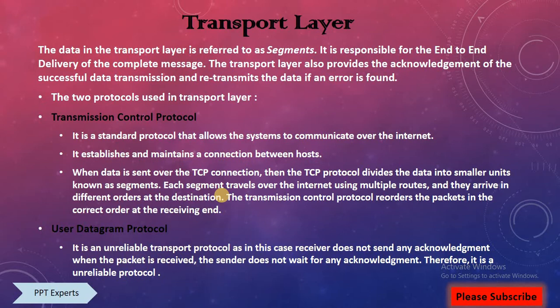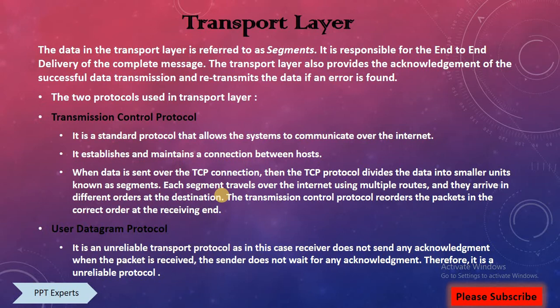When data is sent over a TCP connection, the TCP protocol divides the data into smaller units known as segments. Each segment travels over the internet using multiple routes, and they arrive in different orders at the destination. The Transmission Control Protocol reorders the packets in the correct order at the receiving end. So the transport layer helps in segmenting and organizing the packets and rearranging the packets in a particular order.